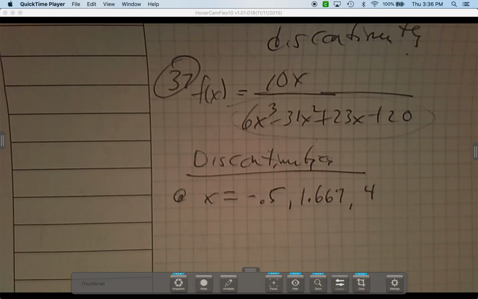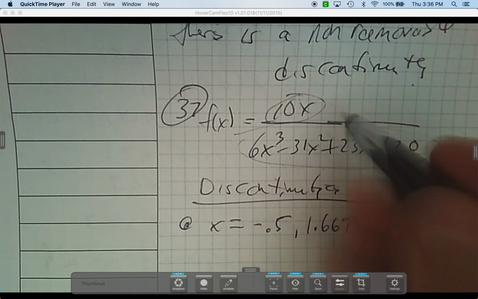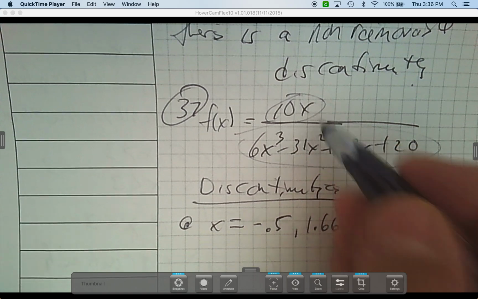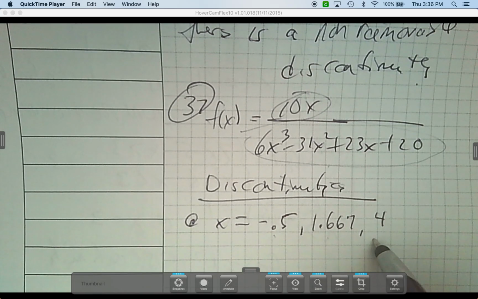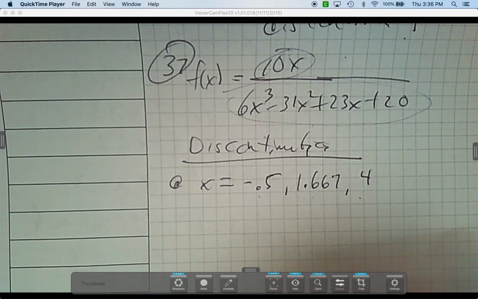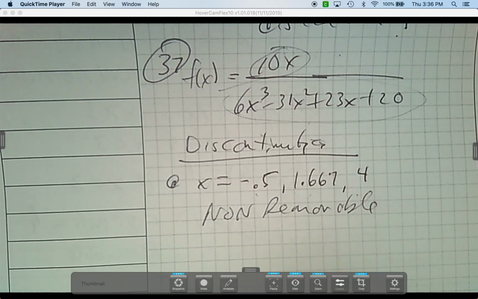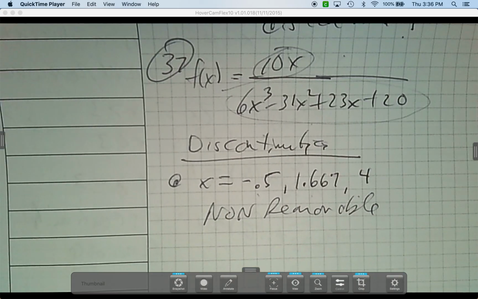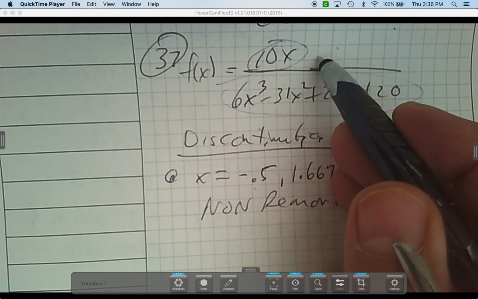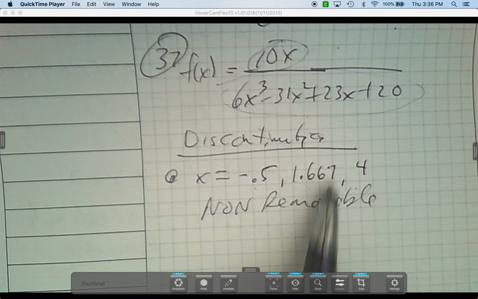Now, I then need to know, is it removable or non-removable? Well, what's the only x value that makes the top 0? If I took 10x equal to 0 and solved it, 0 makes the top 0. And it doesn't match with anything here. If there's a 0 that matches, then it would be removable. But this is not removable. All of them are non-removable. So the limit doesn't exist at any of them. They're asymptotes at all of them, and nothing removes with the numerator. If one of the answers was 0, I could remove it, but I can't remove any of these. So those are my zeros, and they're all non-removable.